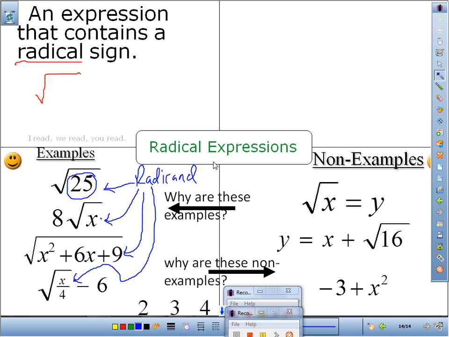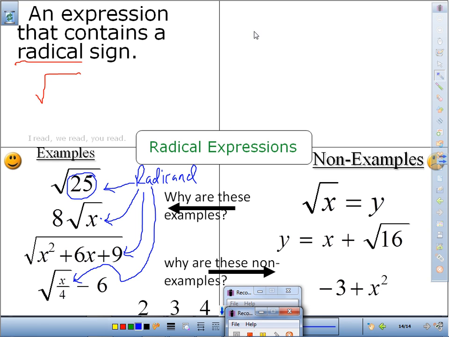So think about it. According to the definition, it says an expression that contains a radical sign. Do I have an expression? Yes. Does it have a radical sign? Yes. Same here, same here, same here. Think about it: why are these non-examples? Don't say it out loud. Okay, whisper to your neighbor why these are non-examples.